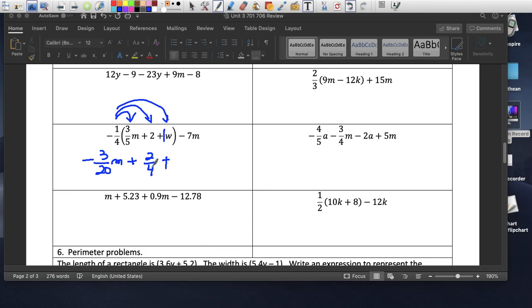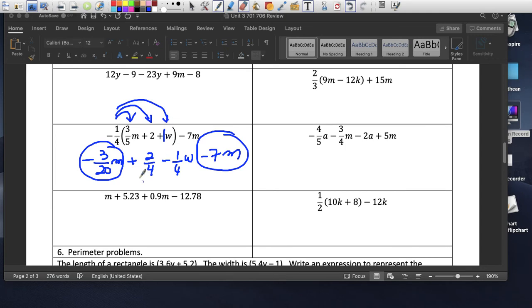And then plus negative 1/4 times w. Remember, there's a 1 over here. So first of all, it's going to be a negative times a positive, which is a negative. 1/4 times 1 is negative 1/4, and don't forget the w. And then minus 7. Can we combine anything? Yeah, I can combine this guy with this guy.